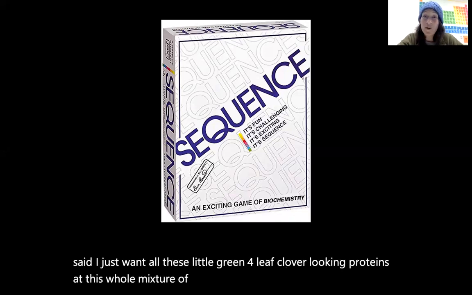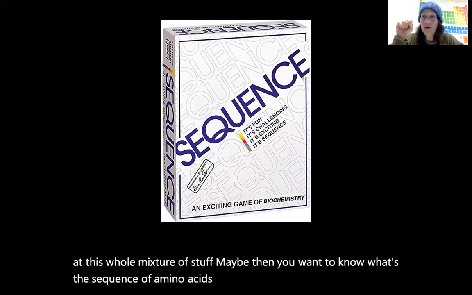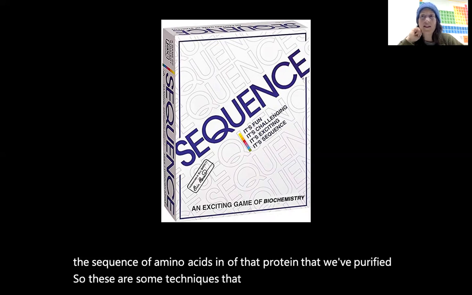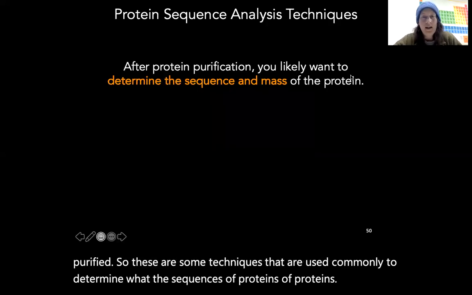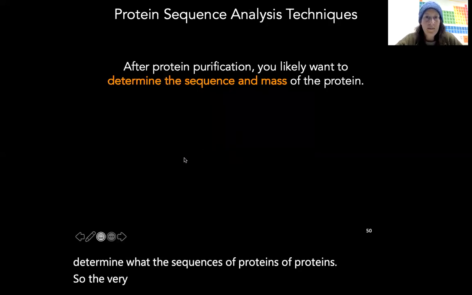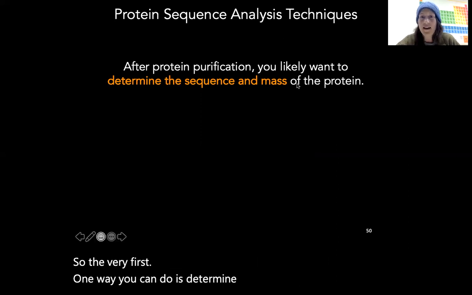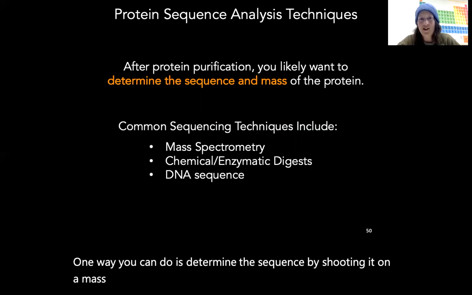Maybe then you want to know what's the sequence of amino acids of that protein that we've purified. So these are some techniques that are commonly used to determine what the sequence of proteins is. So the very first one way you can do is determine the sequence by shooting it on a mass spectrometer. Okay, and I'll show some examples of that.